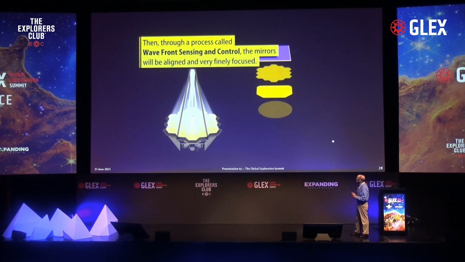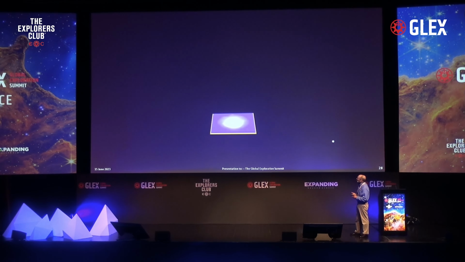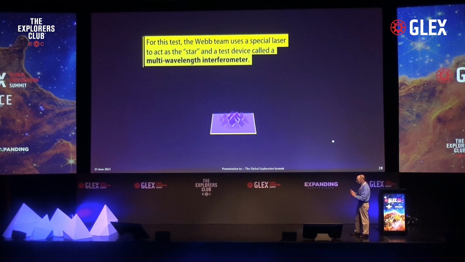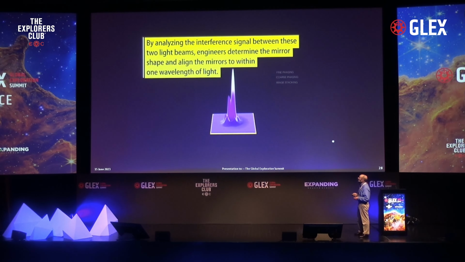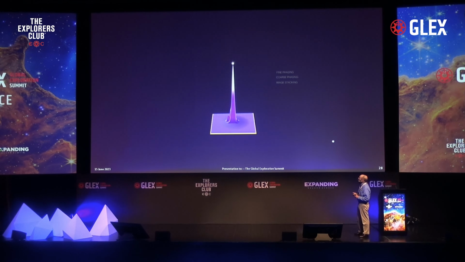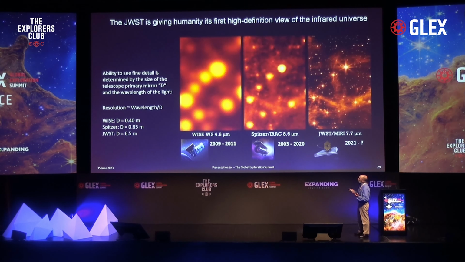And then we use special interferometric optics in one of our science instruments to get each segment to be coplanar with its neighbors to within a small fraction of the wavelength of light being observed. And that results in an essentially perfect image. The image quality achieved by Webb exceeds its requirements by a factor of 2. Now, it's literally true that the Webb is giving humanity its first high-definition view of the infrared universe.